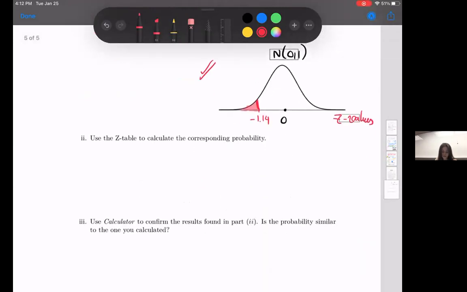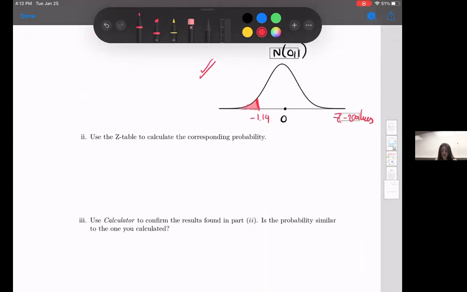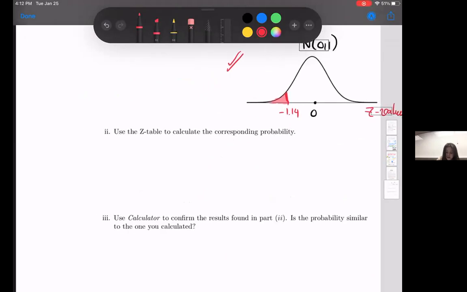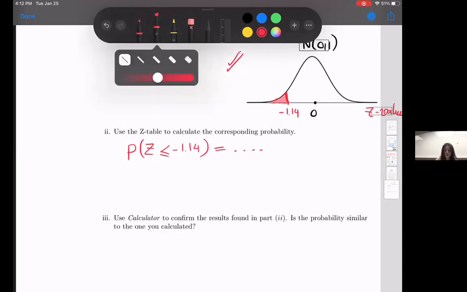Part double I, use the Z table to calculate the corresponding probability. Again, it's easy to look up, but you have to draw the notation. So the probability of Z is less than negative 1.14. If you put equal to, that's fine, but if you don't have that, it's fine also. You look it up, some number, right? But make sure you have this notation.